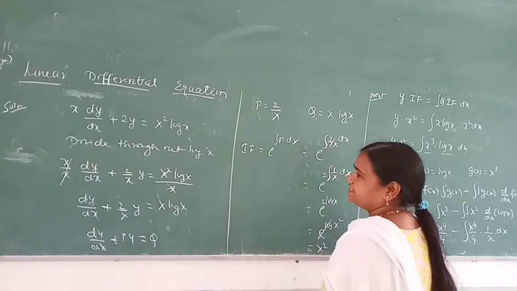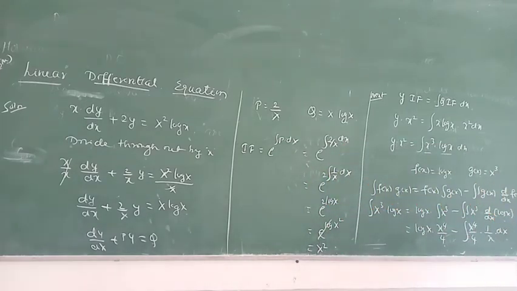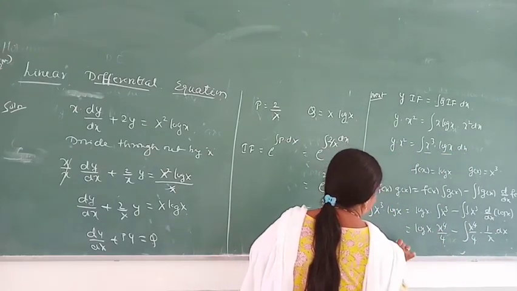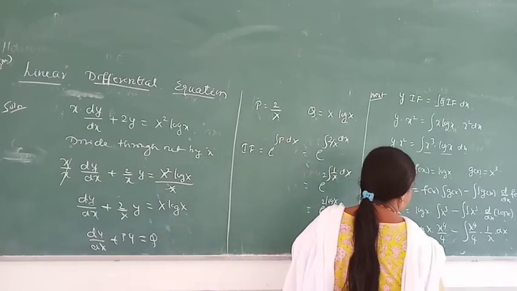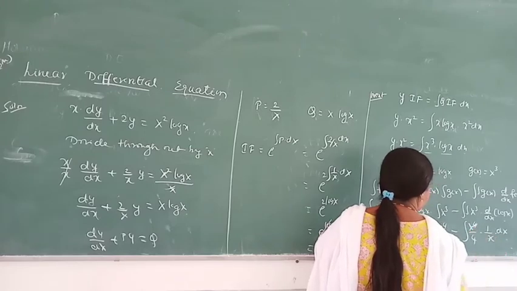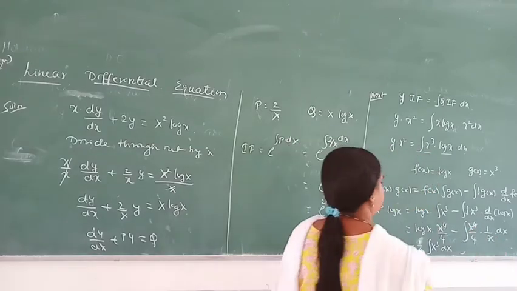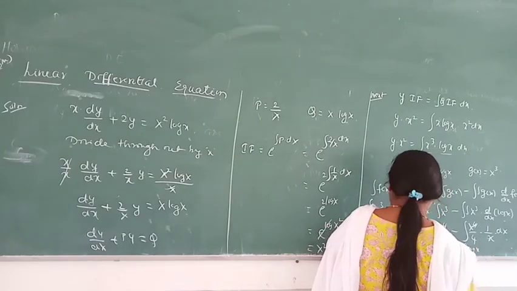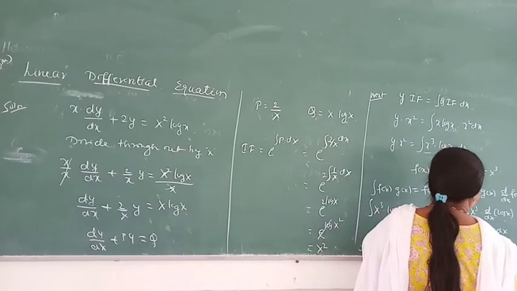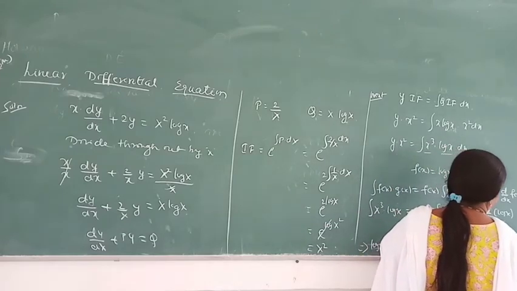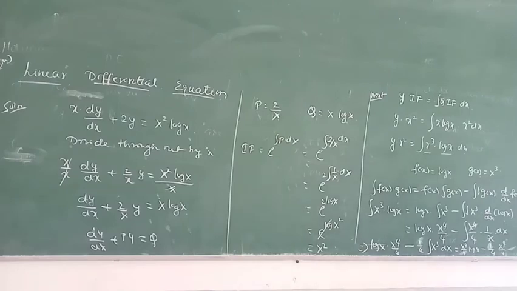Okay, this can be written as log x into x to the power 4 by 4 minus 1 by 4 integration of x cube with respect to x, since x gets cancelled. And this can be written as x to the power 4 by 4 log x minus 1 by 4 times the integration of x cube, which is x to the power 4 by 4, plus c.